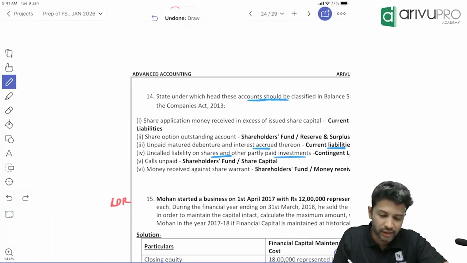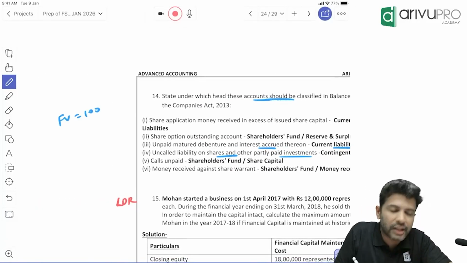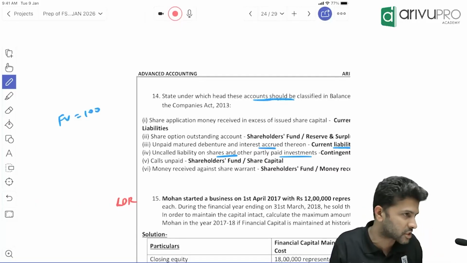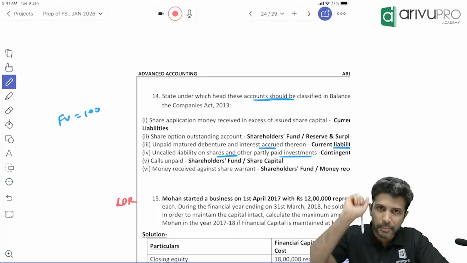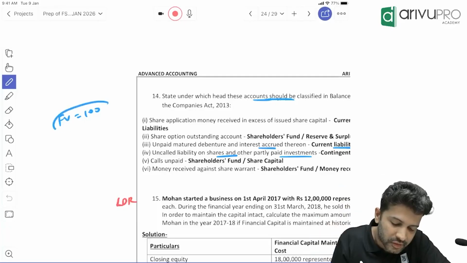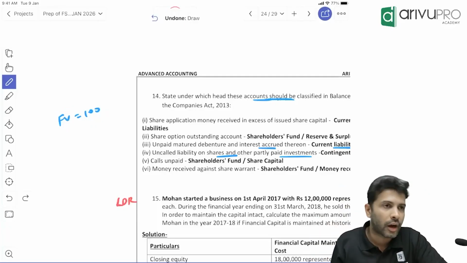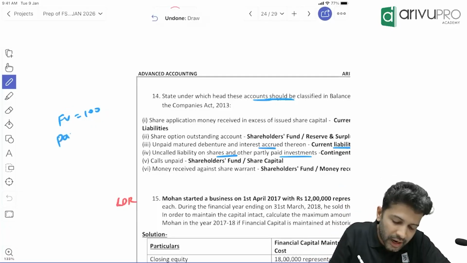We have purchased, let's say the face value of the share is 100. We have purchased some investment, equity shares of some other company, as investment. How much is the face value? 100 rupees. But the company asked us to pay only 70.